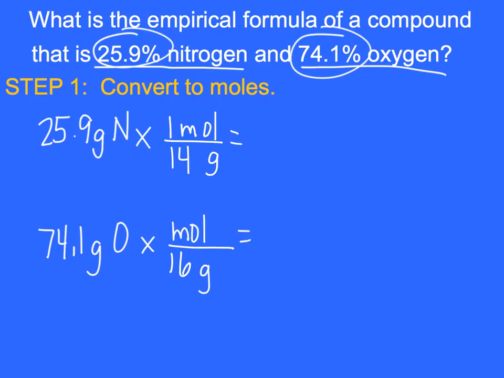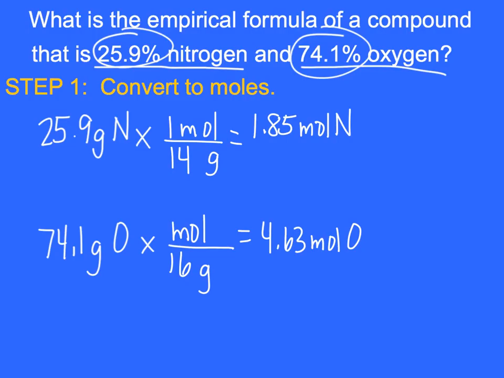Okay, so divide in your calculator. For nitrogen, that should turn out to be 1.85 moles of nitrogen, and then this will equal 4.63 moles of oxygen. Okay, that is your very first step, convert to moles. Now I know on the next slide I have step 2 and step 3, but I'm actually just going to do steps 2 and 3 all on this slide because it's easier to show all of the work.